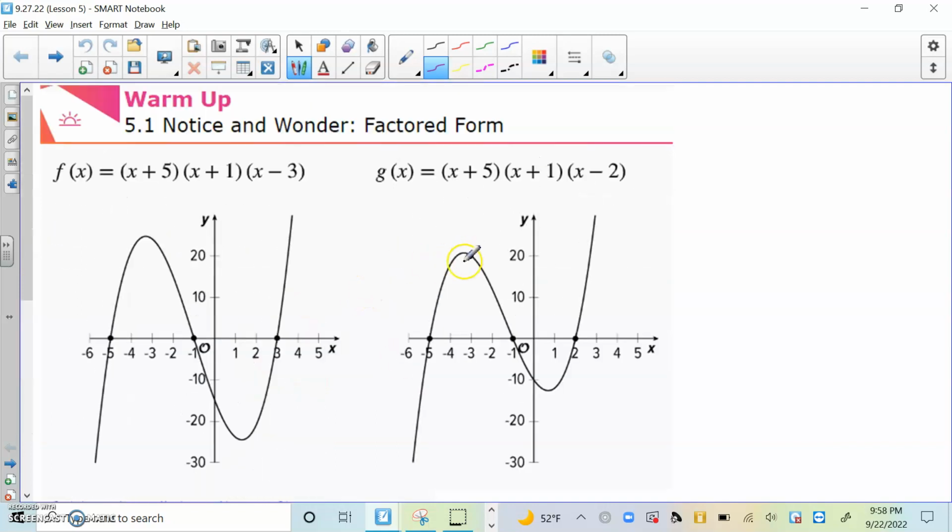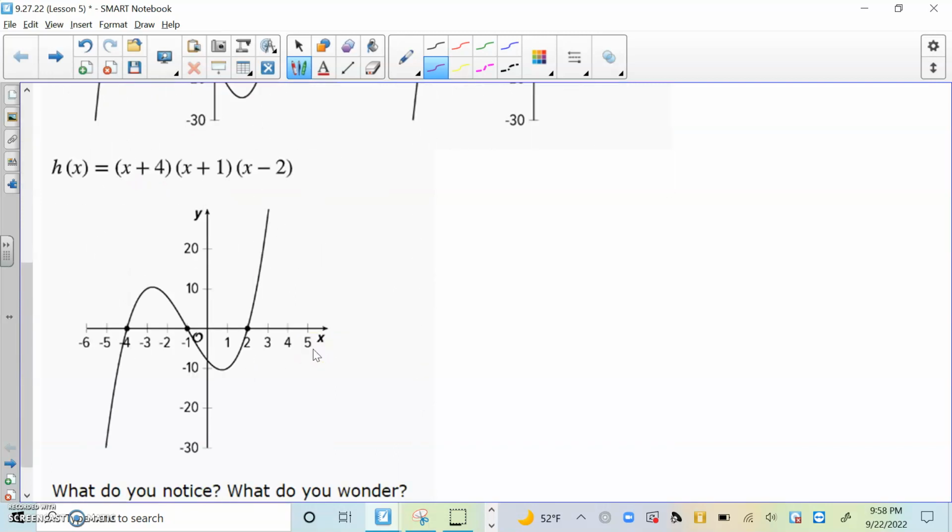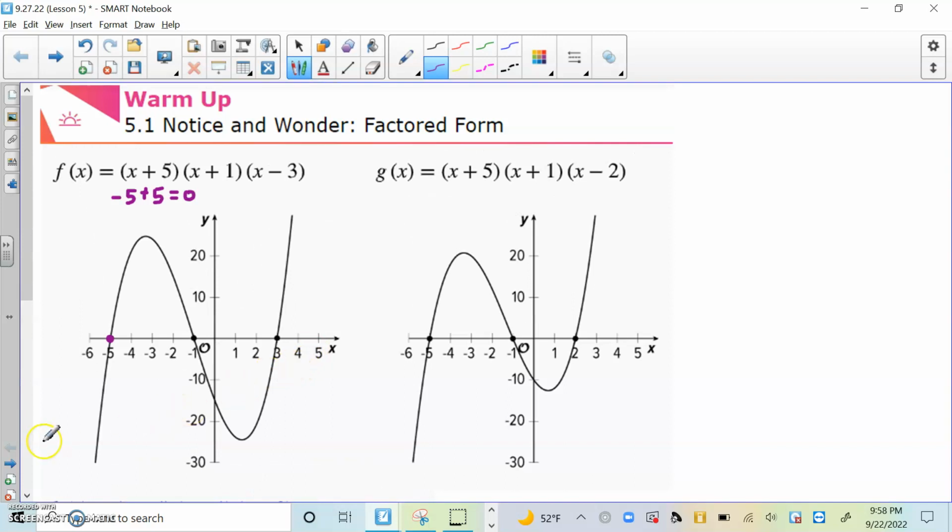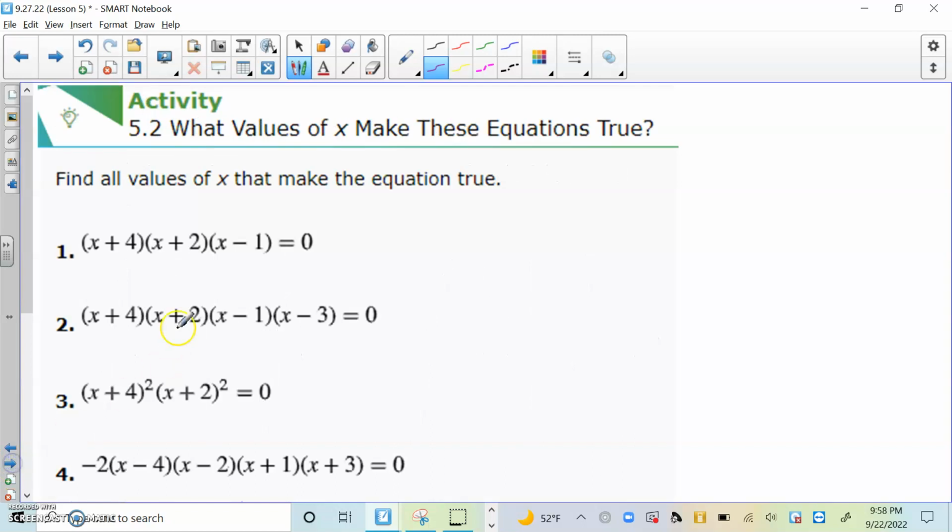It's really important to note that the x-intercepts come from numbers that will cause these factors to equal 0. If I plugged in a -5 here, -5 plus 5 equals 0. And that is how you find x-intercepts: whatever numbers make these factors equal to 0. For the sake of the time limit on how long this video can be, I'm going to move on, but make sure you write whatever you need to on your page.